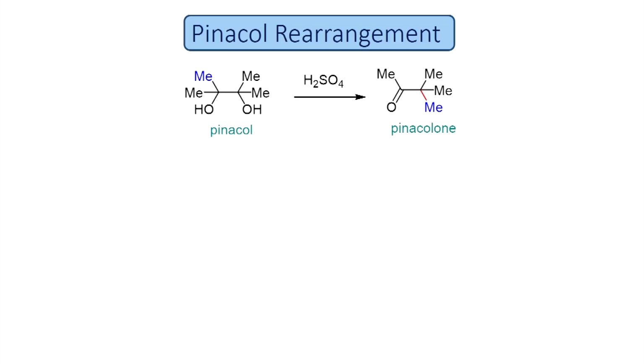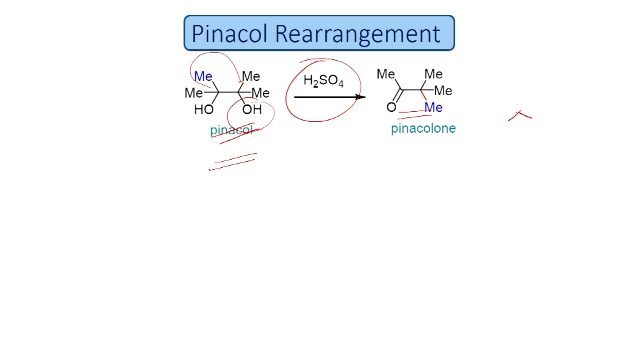If you have pinacol and you react it with acid, as we have seen, it is similar to the Wagner-Meerwein rearrangement: you can do the protonation and form the carbocation. Once you form the carbocation, it can undergo migration, and you can get this compound. So, pinacol can be easily made, all of you know very well.